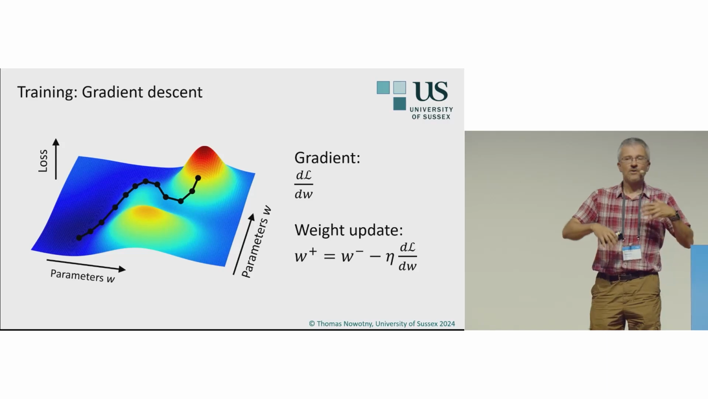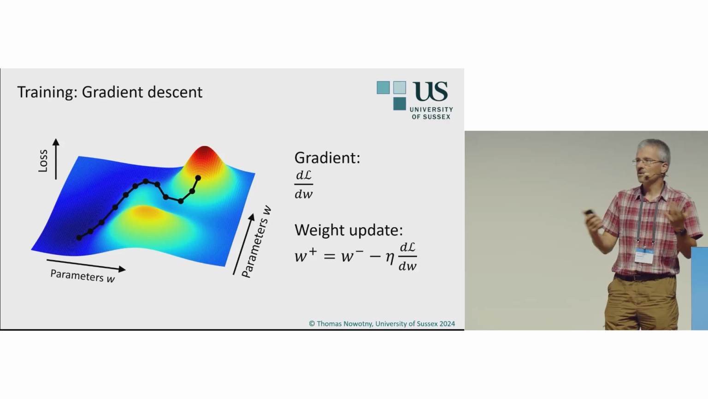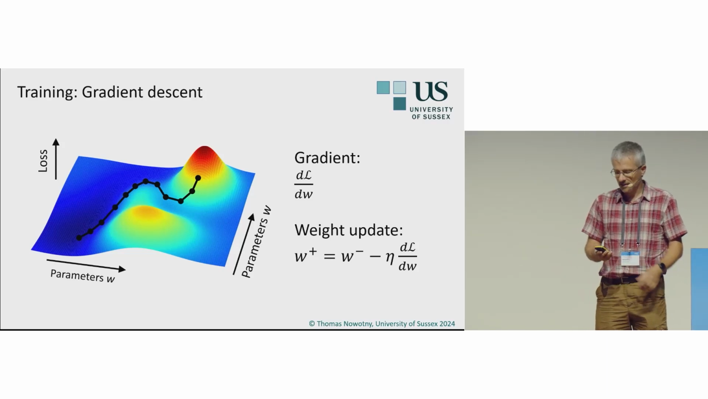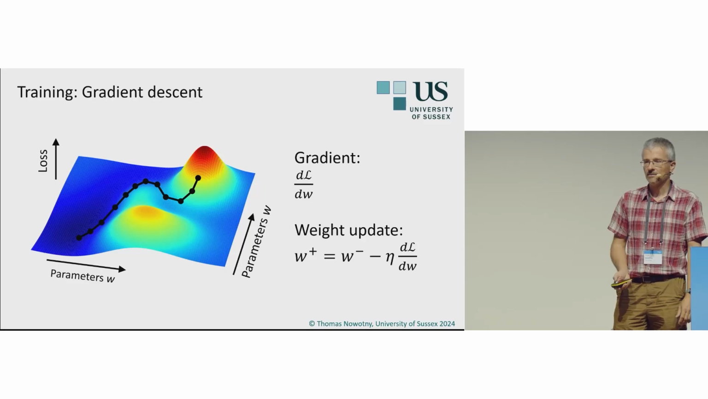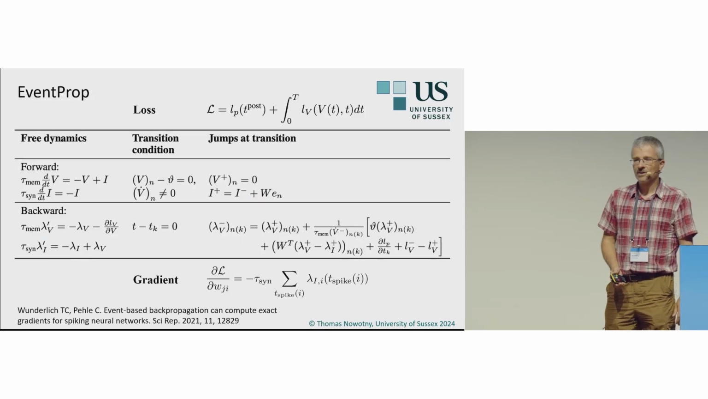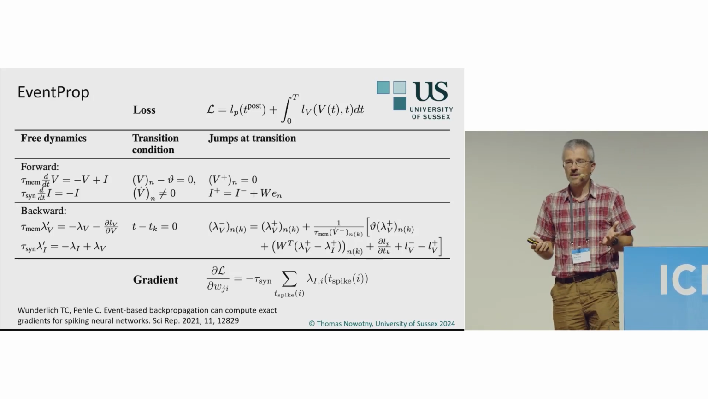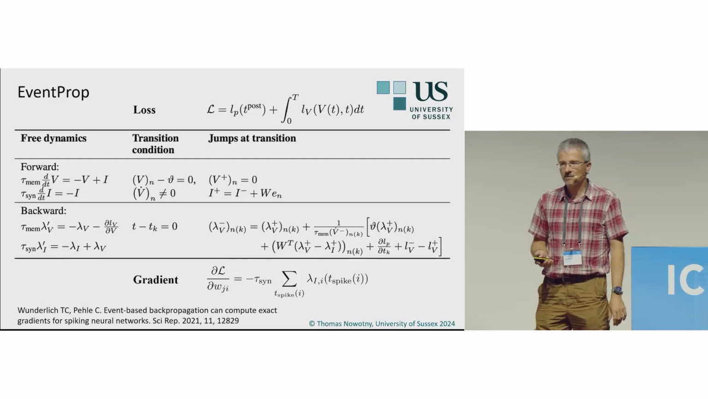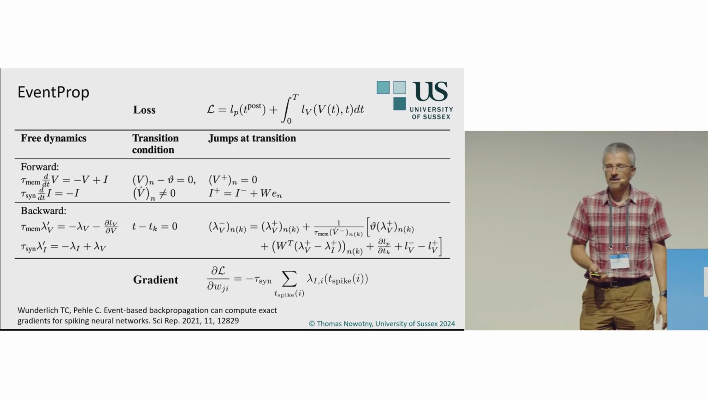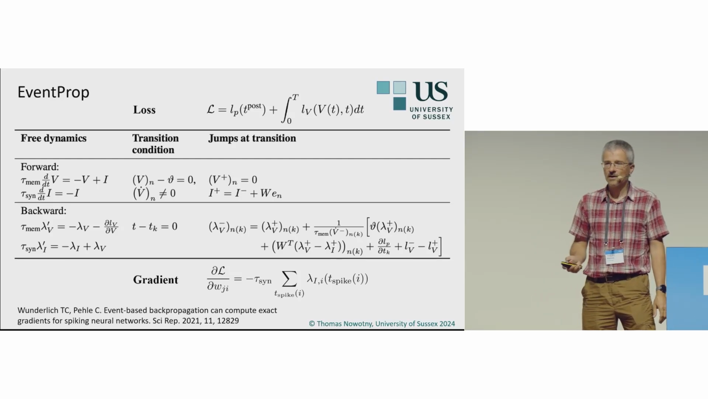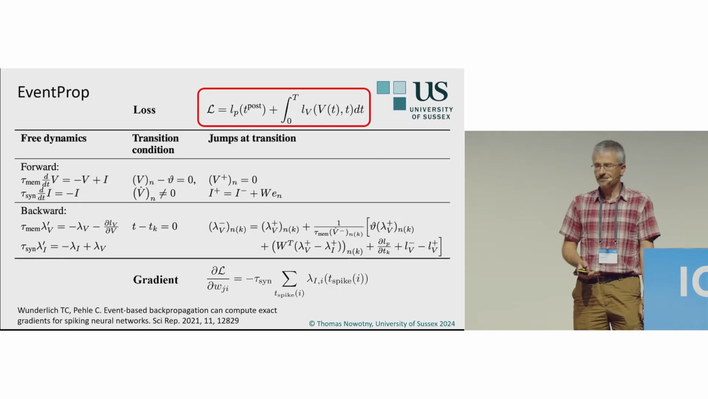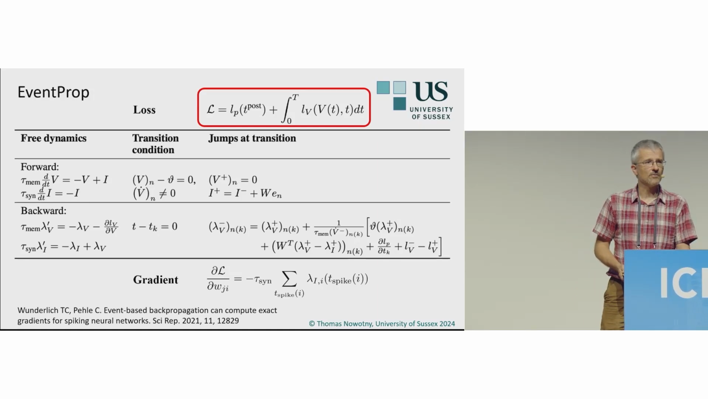Now, I said I wanted to talk about event prop. Event prop now is this method where we can calculate the exact gradient of a spiking neural network of the type I was just introducing. And while this might look a bit daunting, don't be afraid if you don't get every detail of this. What's important here for the purposes of this talk is simply that we can define a loss function, and if it's of this shape, then we can use the event prop formalism.